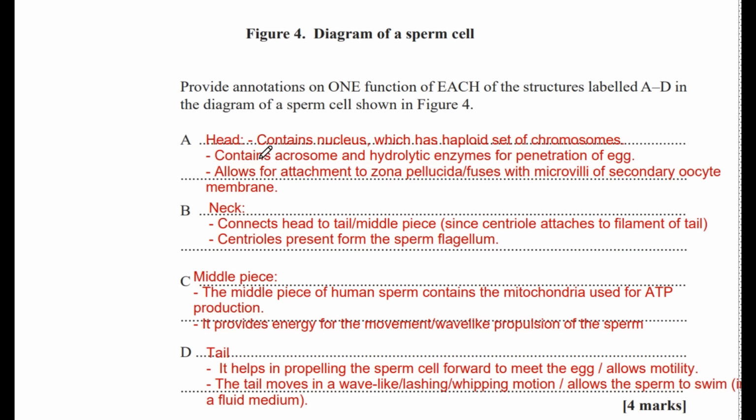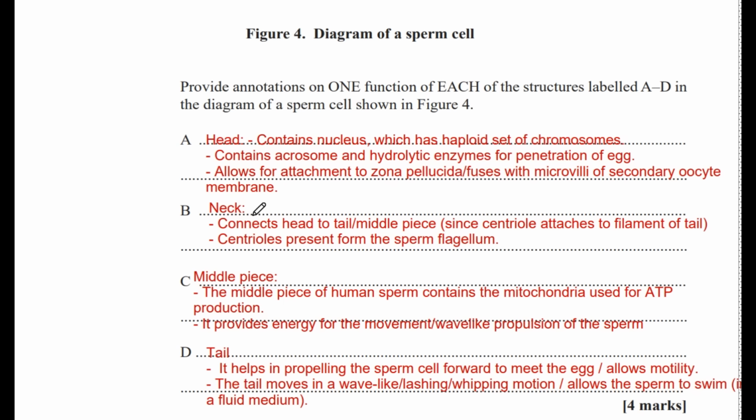So the head also contains an area called the acrosome. It contains hydrolytic enzymes. These enzymes would help it actually get its way into the egg, right? Through the layers that you call the zona pellucida, right? So it could reach the zona pellucida. So it allows for the attachment to the zona pellucida and fuses with microvilli of the secondary oocyte membrane. So the head also has these little attachment points that will help with the fusion of it.